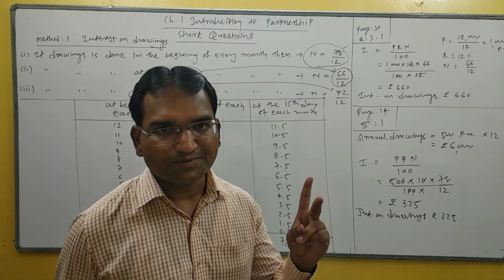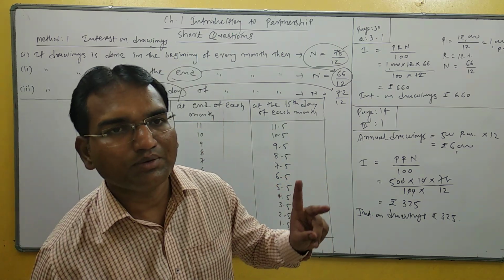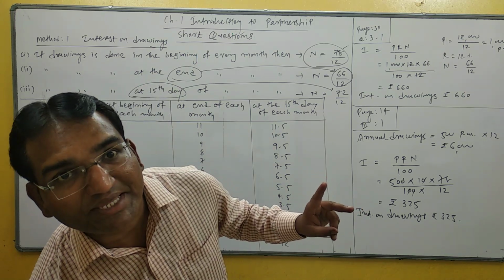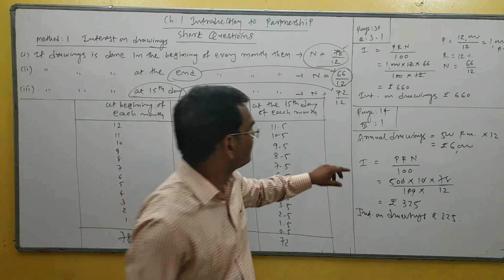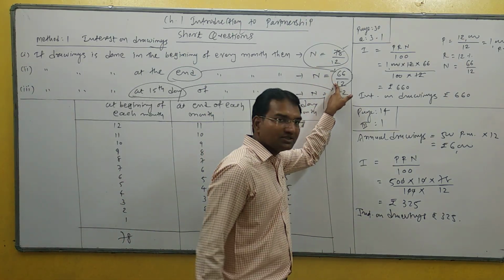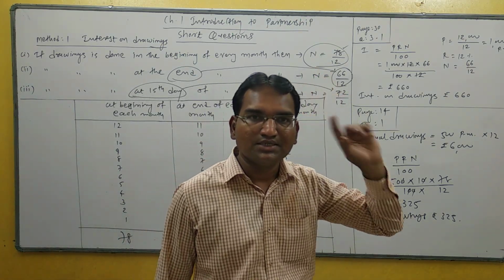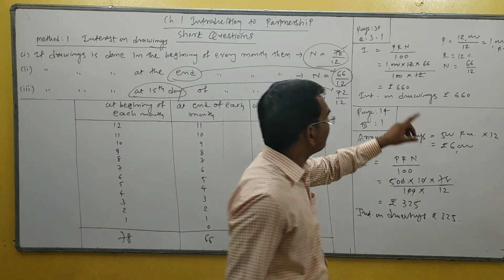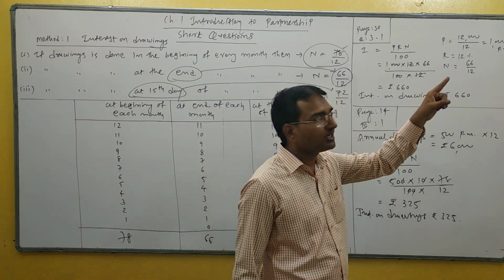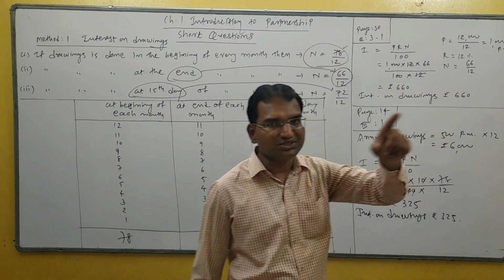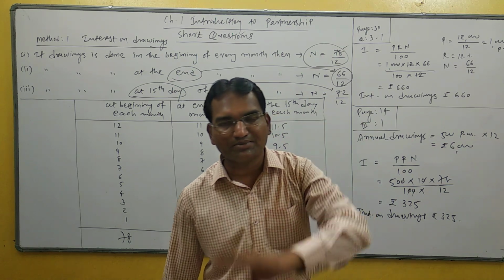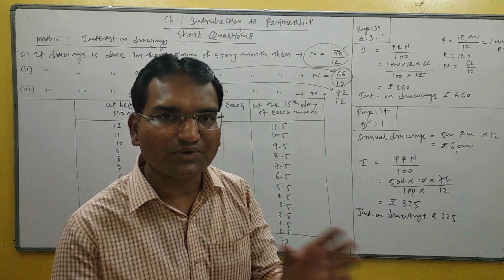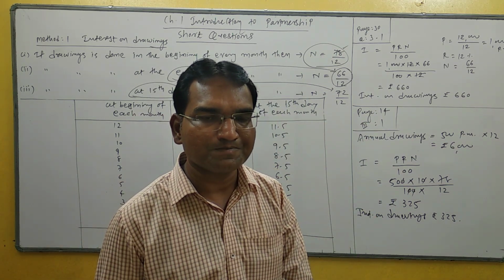Second point, remember that if the partner withdraws an identical amount at the beginning of every month, then you have to take 78 by 12, and at the end of every month 66. Another point to note is that P is equal to monthly drawing. Sometimes annual drawing is given in the example, so it is divided by 12. And in this question, monthly drawing is given. So do not divide it by 12. Monthly drawing is directly taken as 500. Understand? Okay.